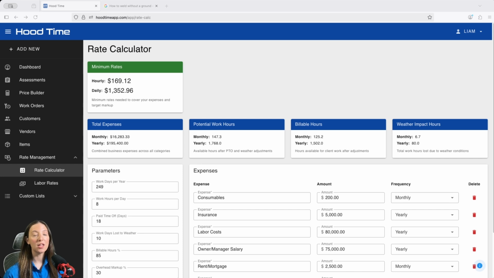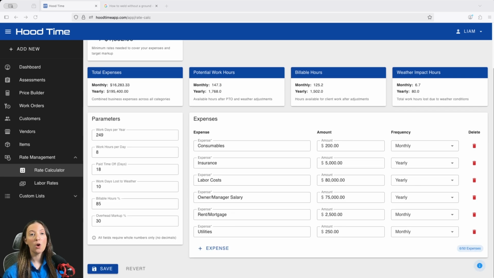What we're looking at here is the rate calculator feature in the Hood Time app. At the top, you can see our calculated minimum rates. This example shows about $170 hourly and $13.53 daily. Below that are 4 summary boxes showing from left to right total expenses, potential work hours, billable hours, and weather impact. On the left side, we have customizable parameters, which are work days per year, work hours per day, paid time off, work days lost due to weather, billable hours percentage, and our overhead markup percentage.